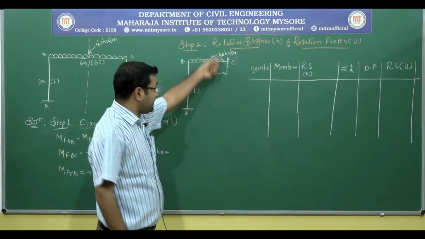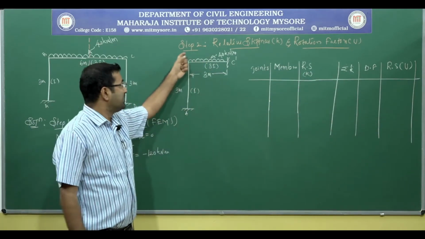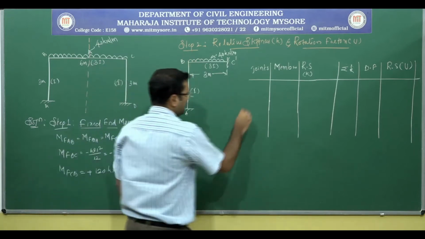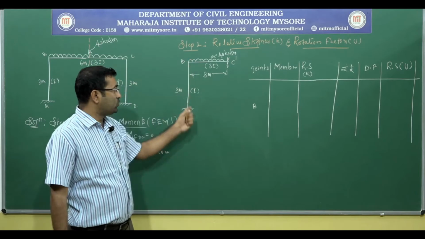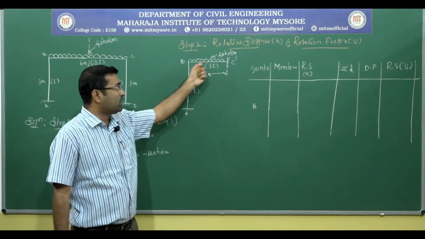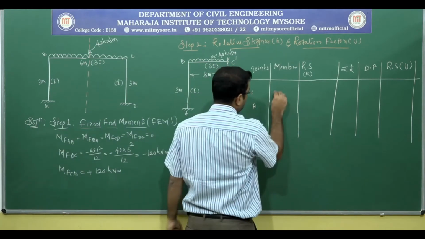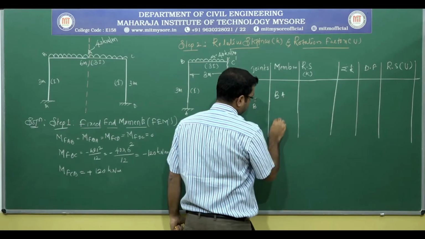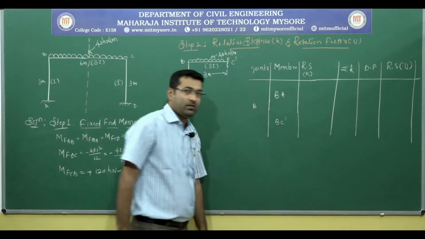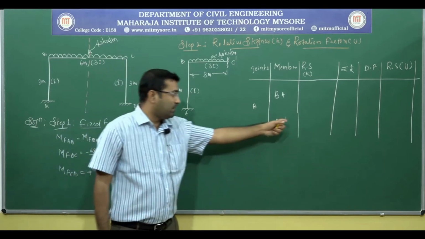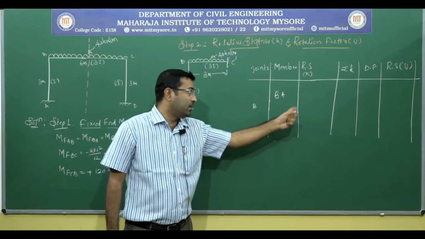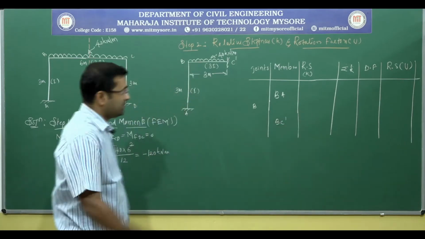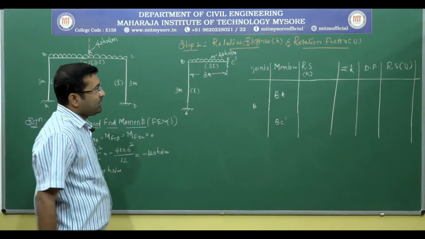From this diagram, we have only one joint, B joint, and for this we have two members, one is BA, another one is BC dash. So here BA, BC dash. We have to be very careful in considering this BC dash, because I will tell you what will happen in the future.